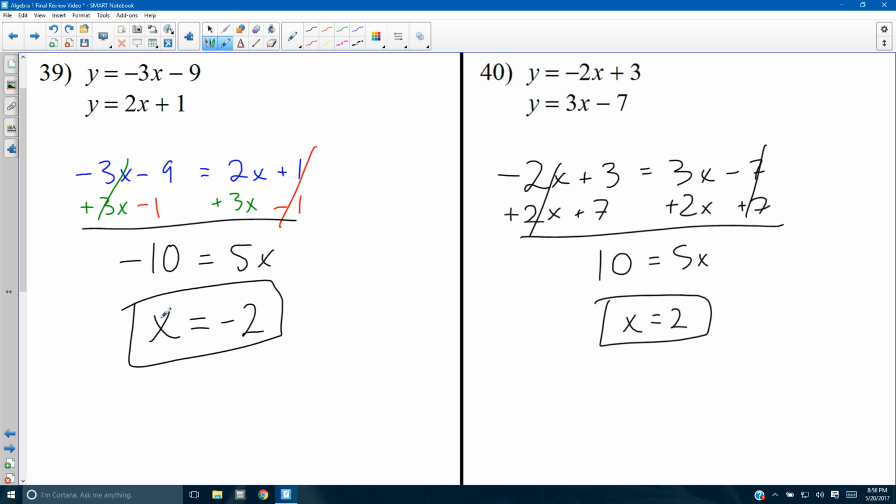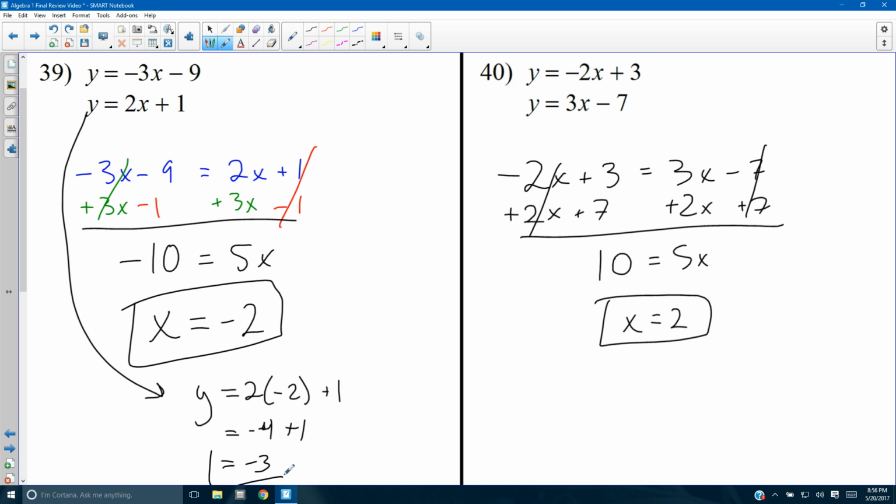You know what? I didn't finish this problem. I'm sorry. I was starting to say these problems seem a little short. So on number 39, x equals negative 2, you've got to solve for y. See, I wouldn't have even gotten 100% on my own test. Substitute negative 2 for x somewhere, like right here. y equals 2 times negative 2 plus 1, which is negative 4 plus 1, which is negative 3. So we have a solution set there that's negative 2, negative 3.